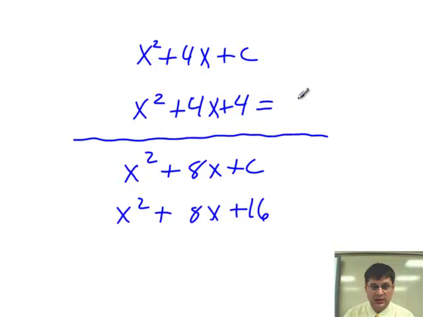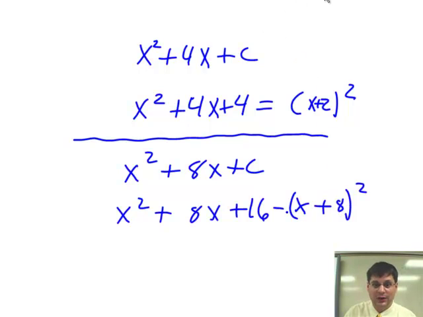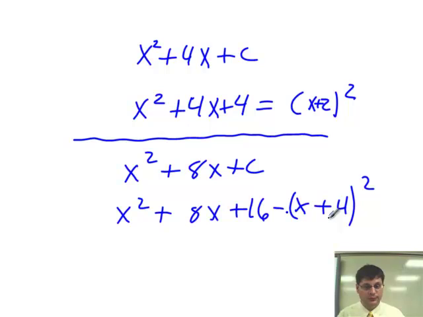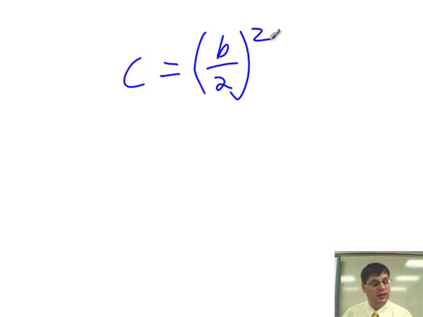So for instance, this equals x plus 2 squared, and this one equals x plus 4, rather, squared. So the algorithm for completing the square is c is equal to the b term divided by 2, and then we square that.